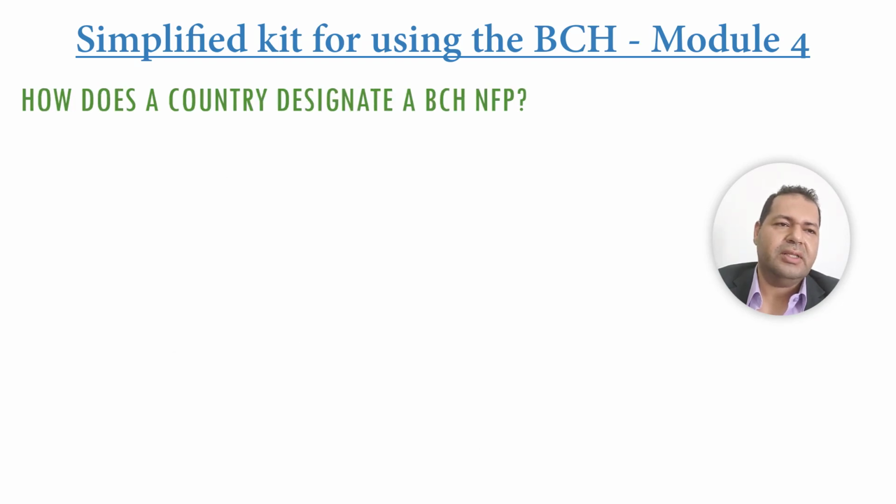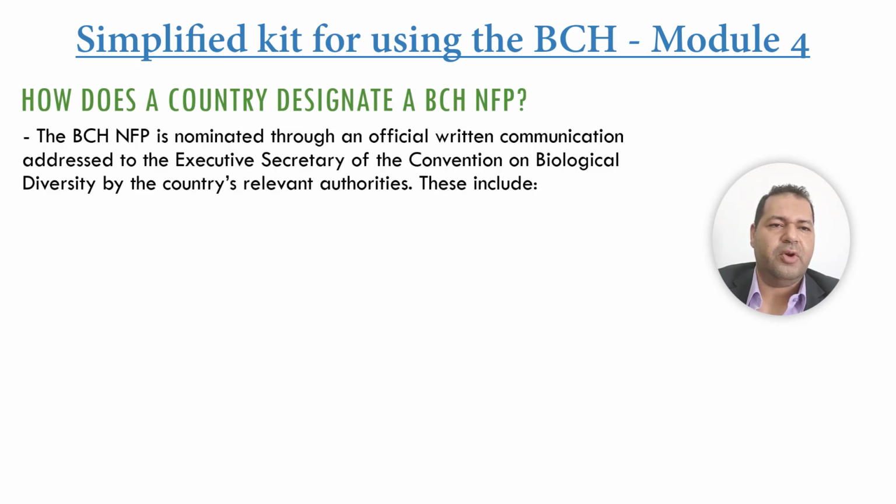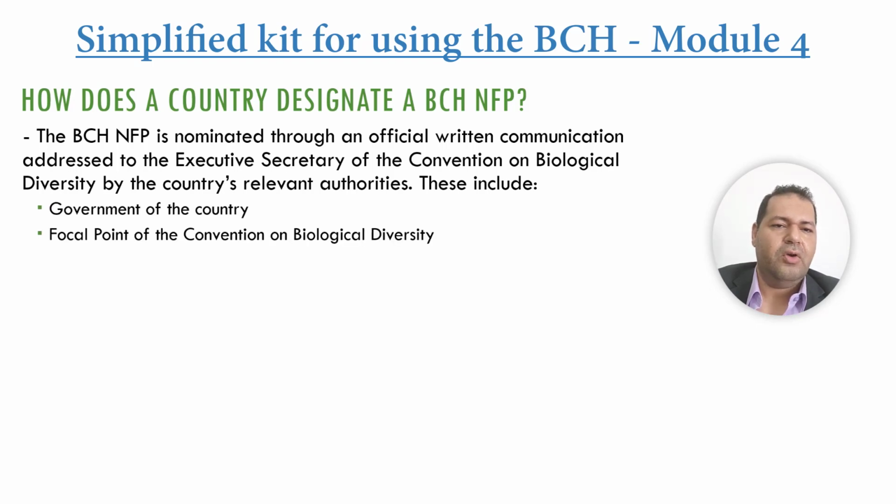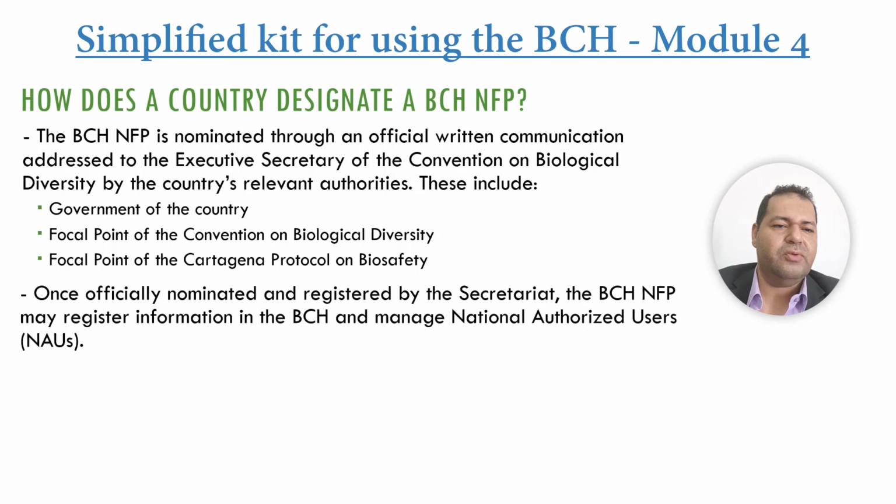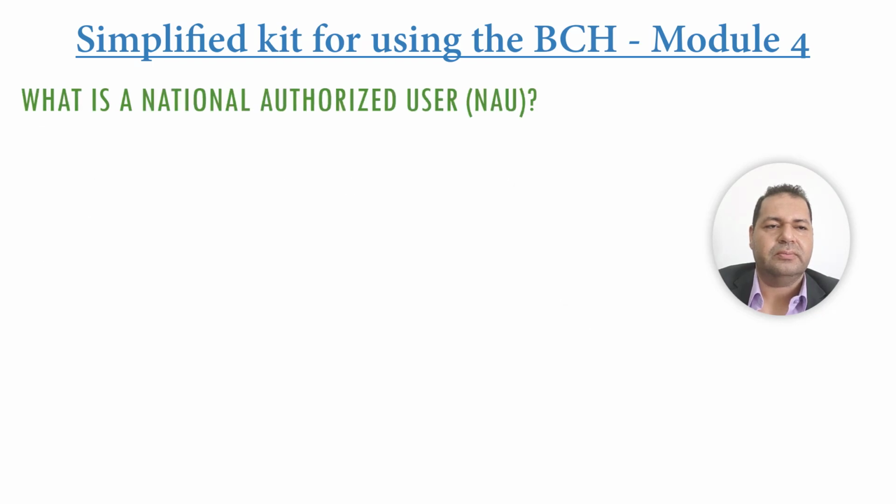How does a country designate a BCH national focal point? The BCH national focal point is nominated through an official written communication addressed to the Executive Secretary of the Convention on Biological Diversity by the country's relevant authority. These include the government of the country, the focal point of the Convention on Biological Diversity, or the focal point of the Cartagena Protocol on Biosafety. Once officially nominated and registered by the Secretariat, the BCH National Focal Point may register information in the Biosafety Clearinghouse and manage national authorized users.